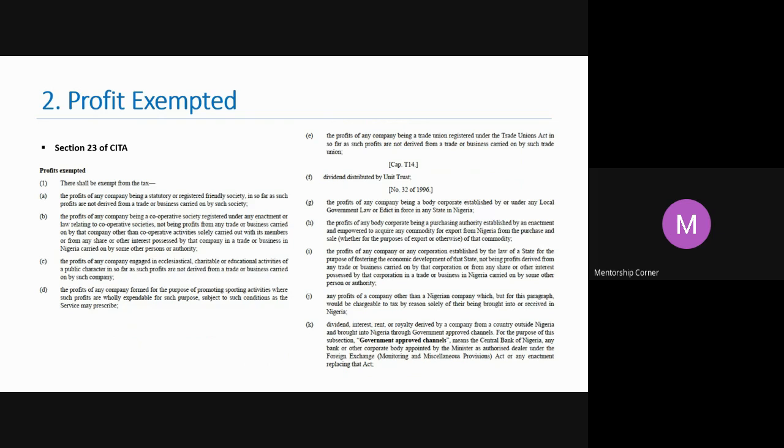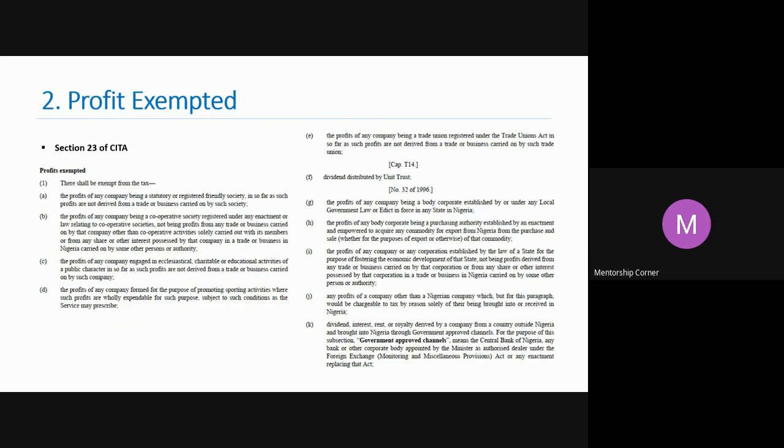Then we have profit exempted. Section 23 of CETA talks about the profits that are exempted from company income tax. That is, profit that will not be subject to company income tax. And like we've briefly looked at it before, we have the profit of any company being a statutory or registered friendly society. That is, like I mentioned, clubs, right? Societies in schools, boys scouts, girls guides.